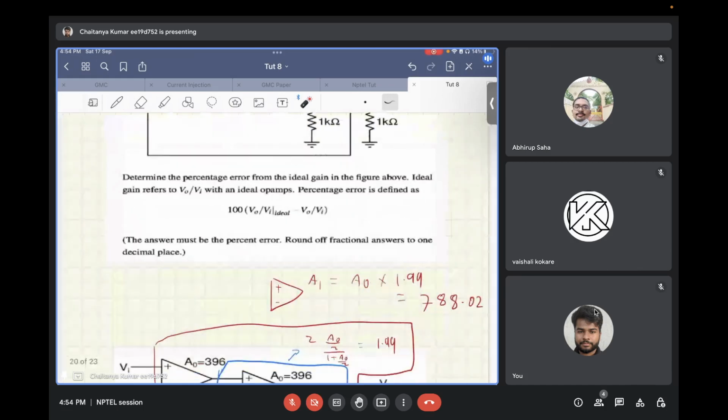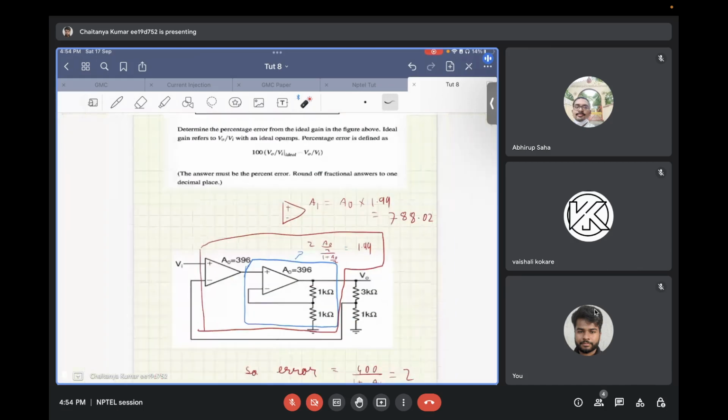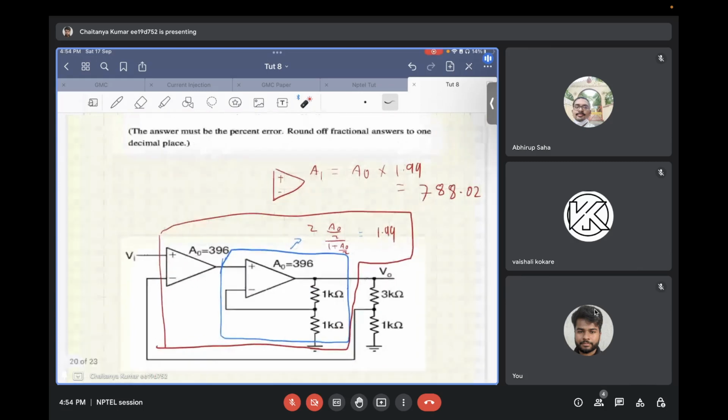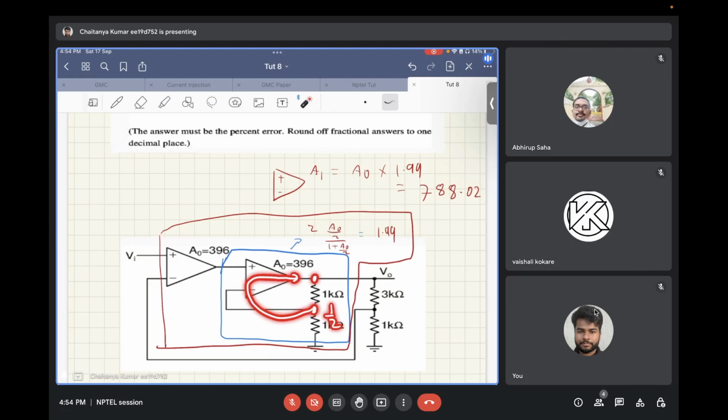Okay, so let's look at the problem. If you closely look at it, only the gain from this part to this part, how can you find it? The real gain from here to here is again a non-inverting op-amp configuration. So the gain will be 1 divided by 1 plus 1, that is 2, and the loop gain will be this A naught. The resistor divider from this point to this point is 1 by 2, and the loop gain is A naught by 2.